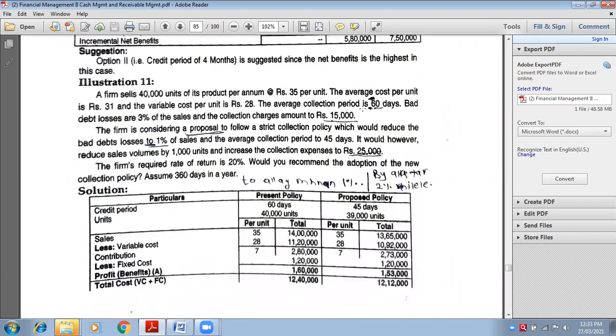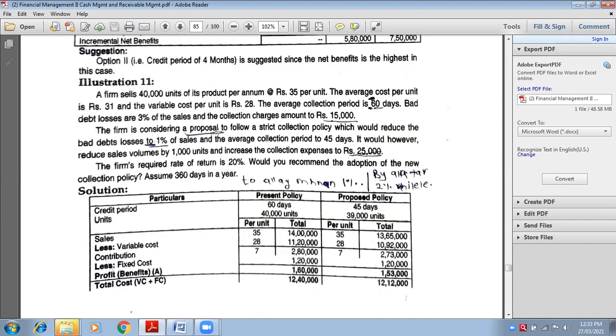The average collection period is 60 days. This is the credit period of the present situation. Bad debts are 3% of sales. And collection charges, that is, administration charges, are given. Collection charges are rupees 15,000.